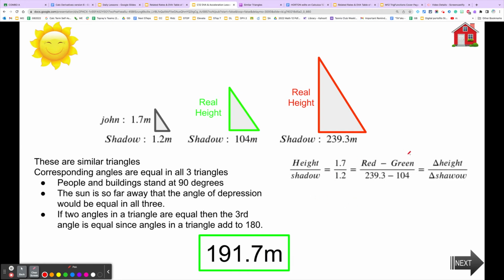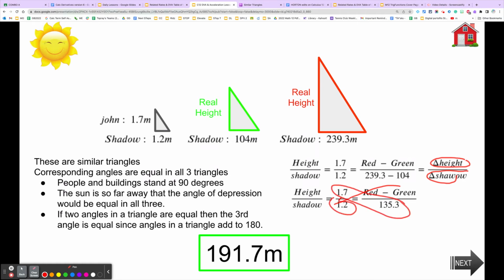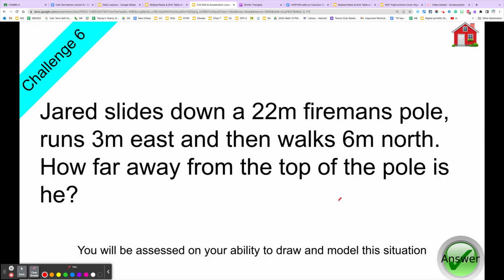Here's also another way of considering this. In this one, for the base, I went 239 minus 104, which is the difference between the shadow lengths. Then I took the real red height and the real green height, and I subtracted those. So basically, this is the change in height over the change in shadow. That can also work, and that's what I did. Then I would have just cross multiplied and divided by what's left over. So it's kind of nice to have a different solution.